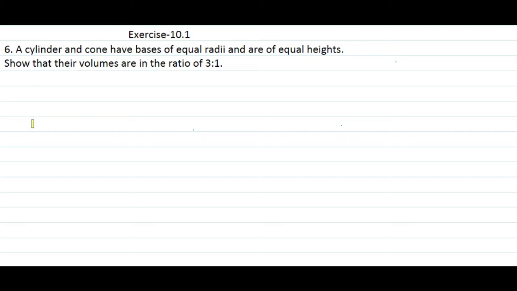I'm your narrator. Now I'm going to explain the problems in exercise 10.1 from the sixth question. In the previous video, you can watch the solutions from questions 1 to 5. Here, sixth question: a cylinder and a cone have bases of equal radii and are of equal heights. Show that their volumes are in the ratio 3:1.